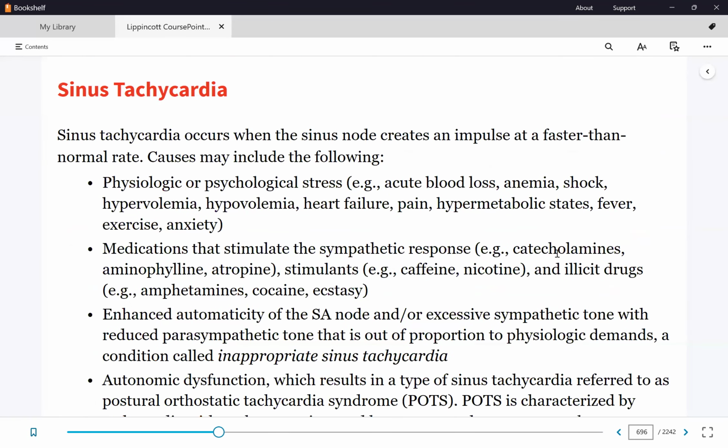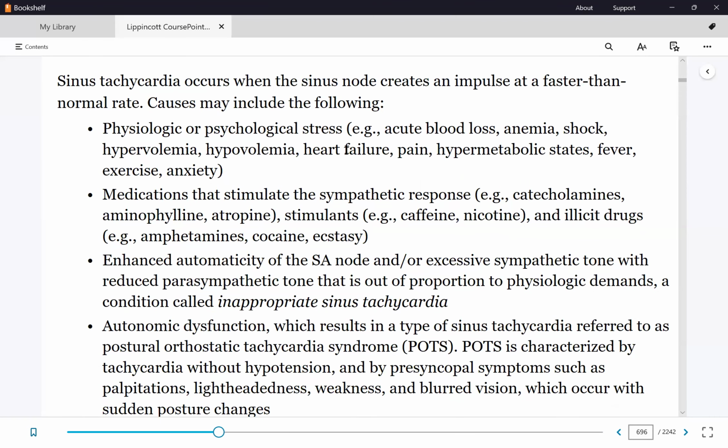Sinus tachycardia. This is the other evil stepsister. So the problem here is heart rate's over 100. So 101 to 120 is sinus tachycardia. Causes. Here are your causes. Anything that will trigger sympathetic stimulation, such as hypotension, anemia, low oxygen, low glucose. Okay, so these are triggers for sympathetic stimulation.